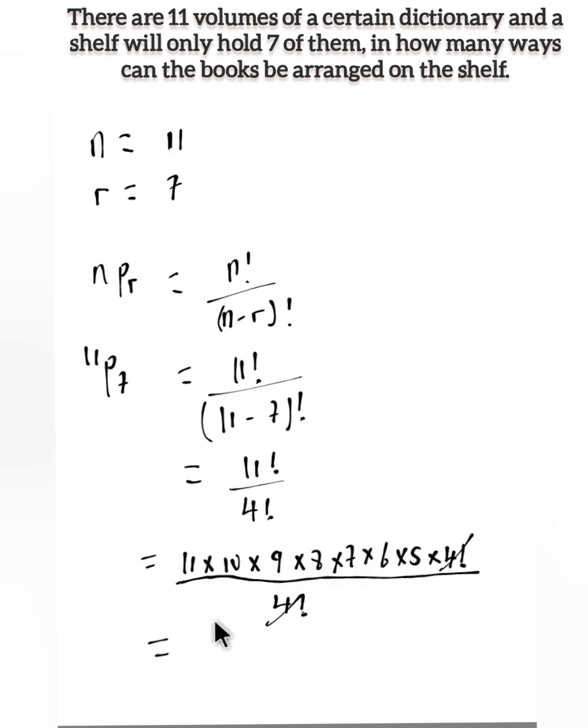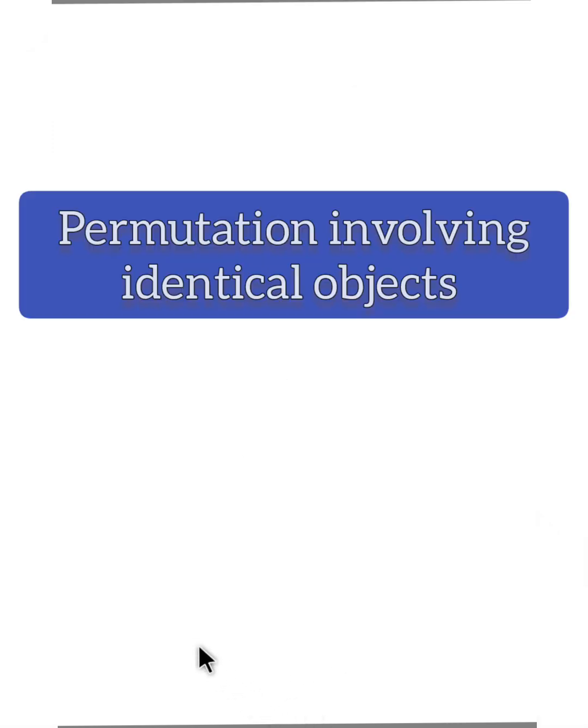If you multiply these numbers with your calculator, you will end up with this value, which is 1,663,200 ways. Next, we're going to talk about permutation involving identical objects. Just click on the link above to access that video.